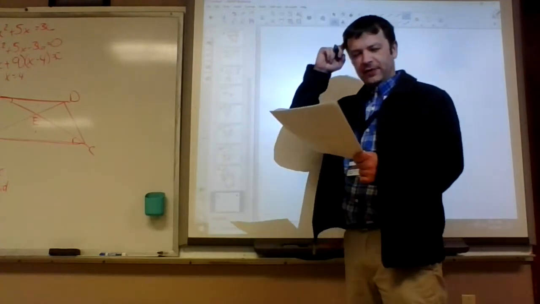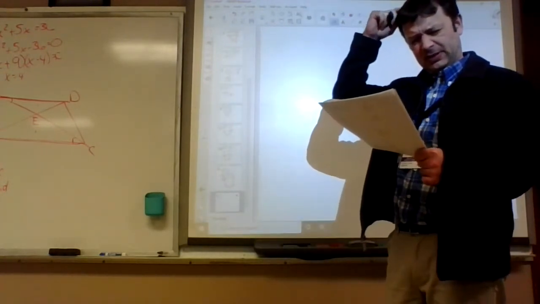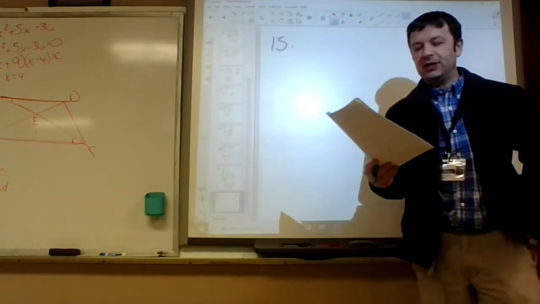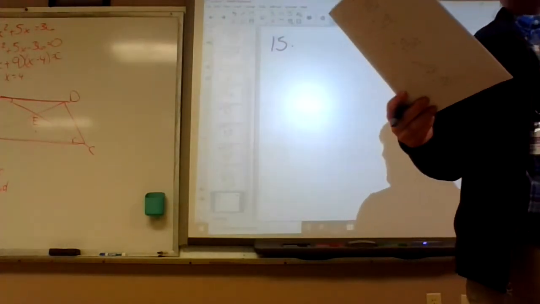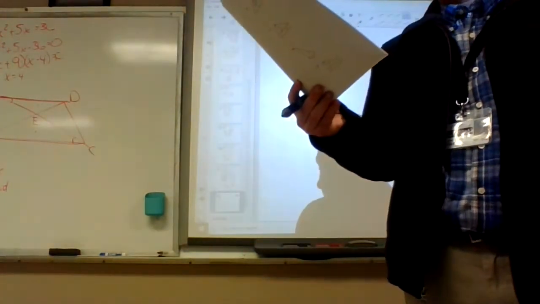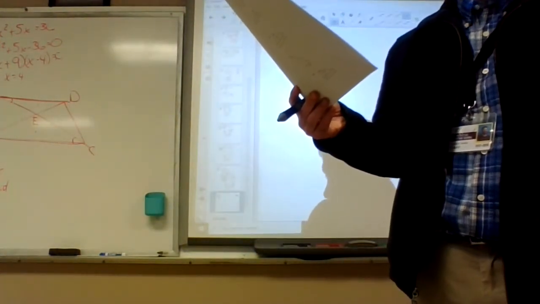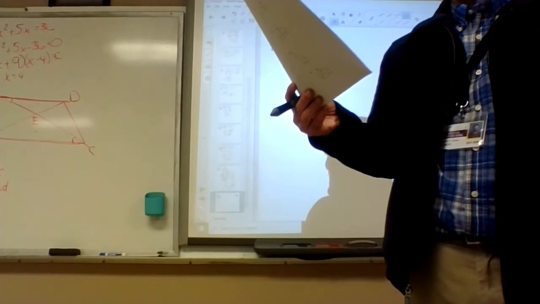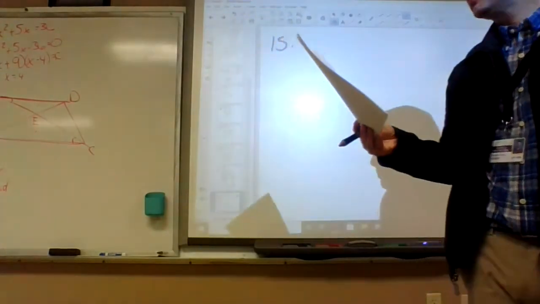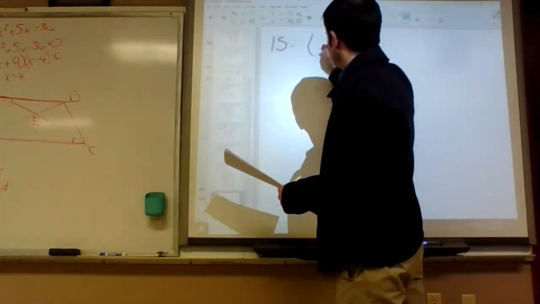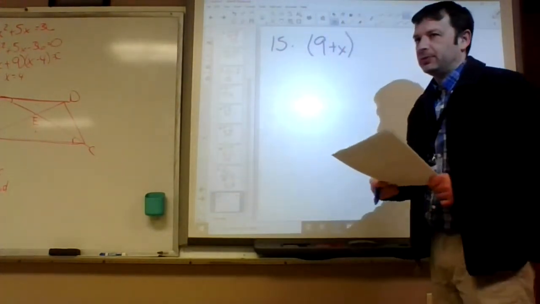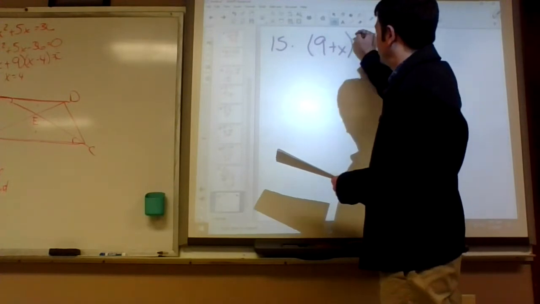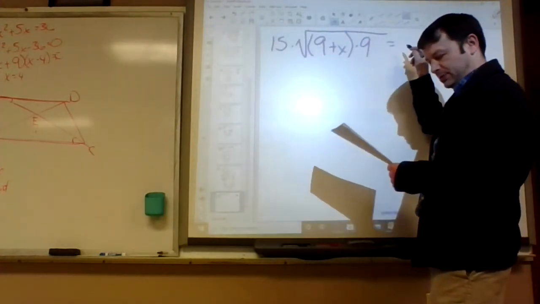Okay, Chase, you want to try 15? Not exactly, but I can try. I think we just did 13. So you see how the number 15 is on the side of the triangle? So that means you need to do the whole bottom side times the close side. So what would the whole bottom side be? 9 plus x. And what would the near part of the bottom side be? 9. So 9 plus x times 9, and don't forget to square root it. Should equal 15.